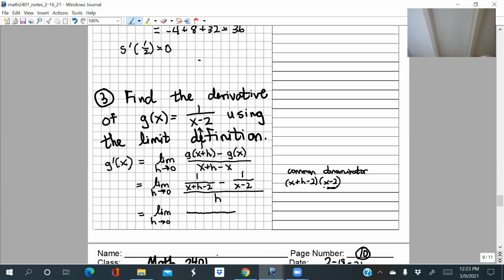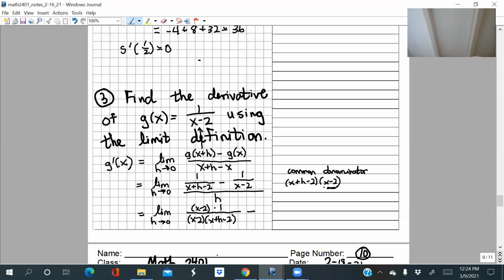So here's what you get. You get x minus 2. I'm going to multiply that into the top and the bottom times 1. Multiply it into the top, and then let's also multiply it into the bottom. So I'm going to multiply x minus 2 into that denominator, which is x plus h minus 2. All of this is just the first fraction.